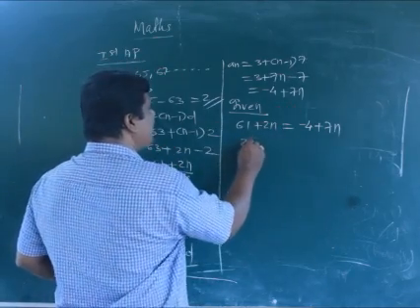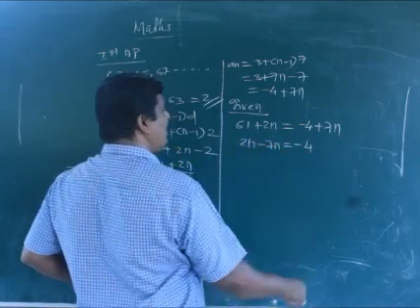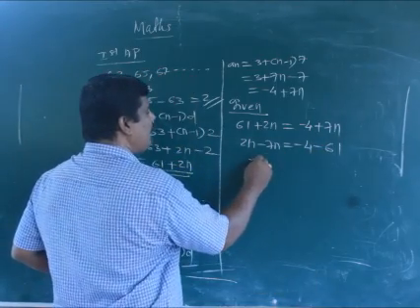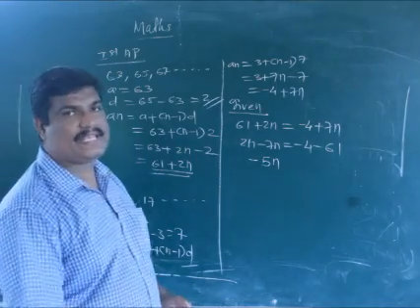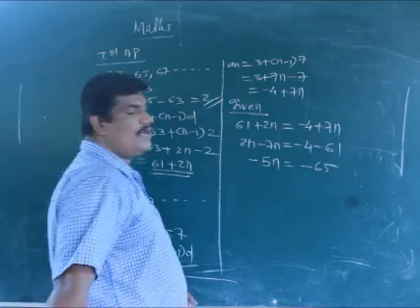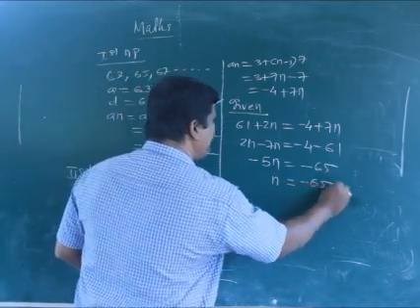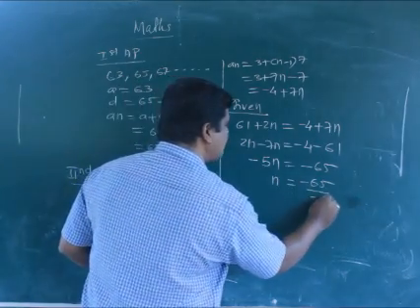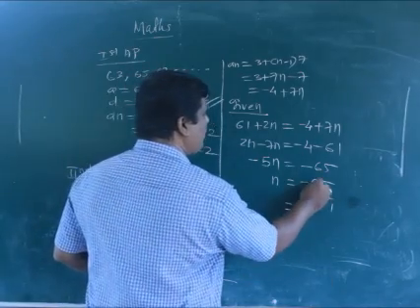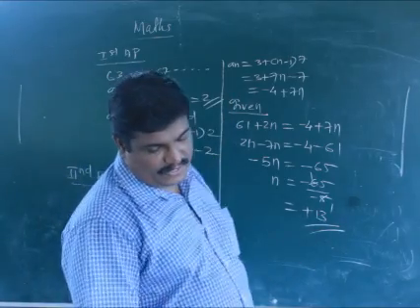Now 2n is here, so 7n moves to the left side as minus 7n, and minus 4 is here, so 61 moves to the right side as minus 61. What is 2n minus 7n? Minus 5n. Minus 4 minus 61 is minus 65, both are minus. So minus 5n is equal to minus 65. N is equal to minus 65 divided by minus 5. Minus divided by minus is plus. 1 five is 5, remainder 1, 15, 30.